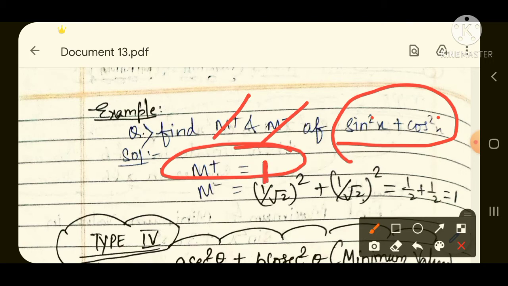But for the minimum value, put the angle 45 degree in place of x. So sin 45 is 1 by root 2, and put it square, plus 1 by root 2 again, since cos 45 is 1 by root 2, again put it square. So 1 by 2 plus 1 by 2 will become 1 again. So both the maximum and minimum value are 1. I hope you would have enjoyed this trick.